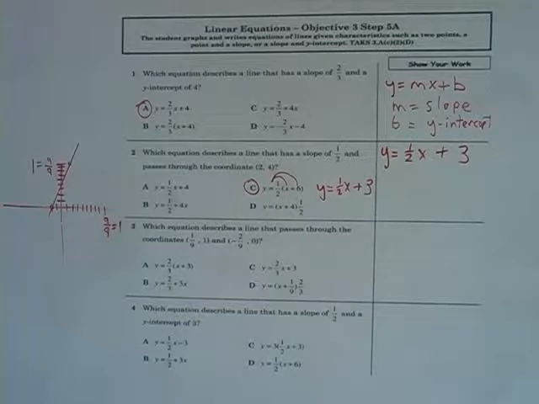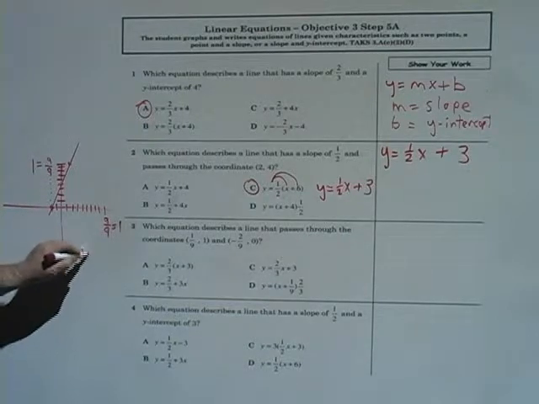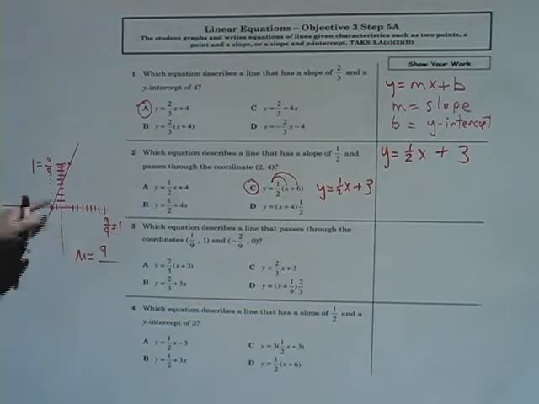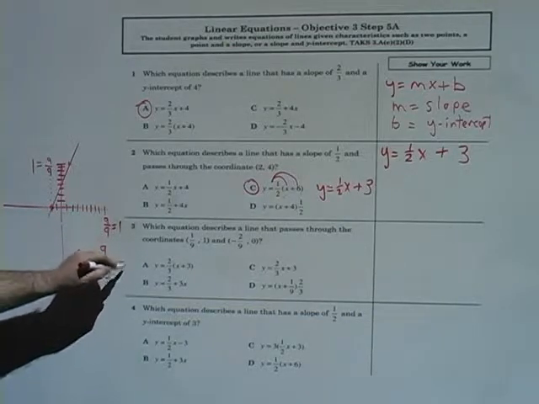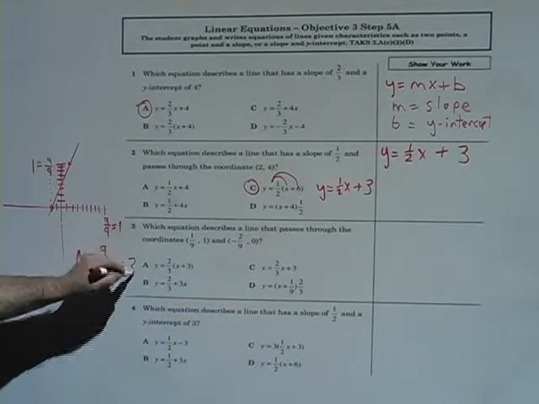Now, for our slope, we can go ahead and count rise over run. Let's count up. Our rise from here to here is 1, 2, 3, 4, 5, 6, 7, 8, 9. And our run is 1, 2, 3. That is a slope of 3.